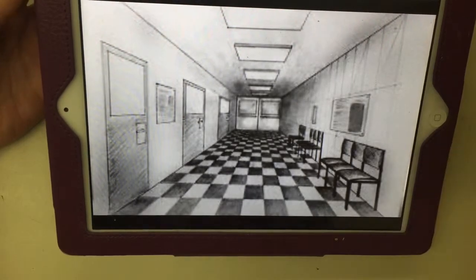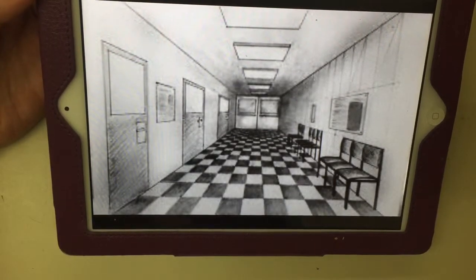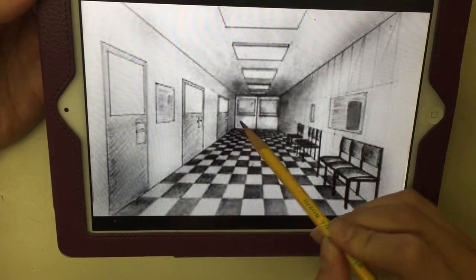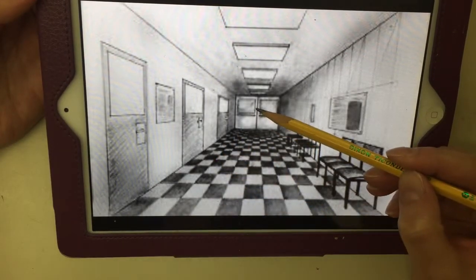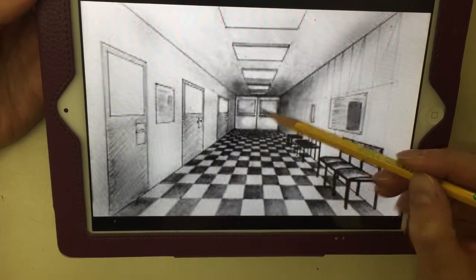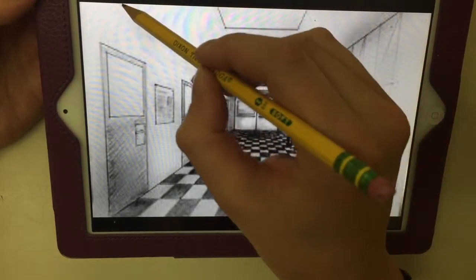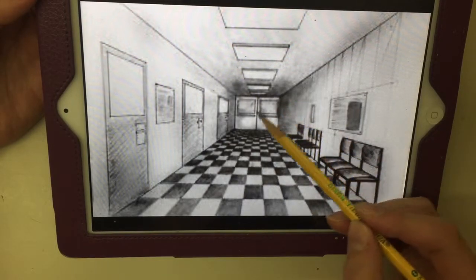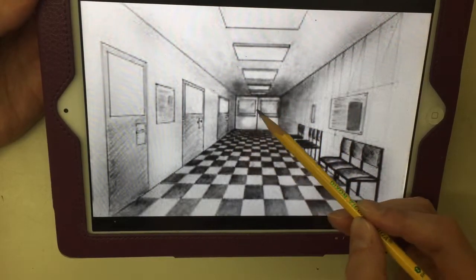A hallway is also a really popular one-point perspective kind of practice lesson. As you can see, all these lines are meeting up with the vanishing point, which you can't see, but it's probably around here somewhere. You can figure it out by following these lines, and wherever they intersect, that's the vanishing point, so probably right there.